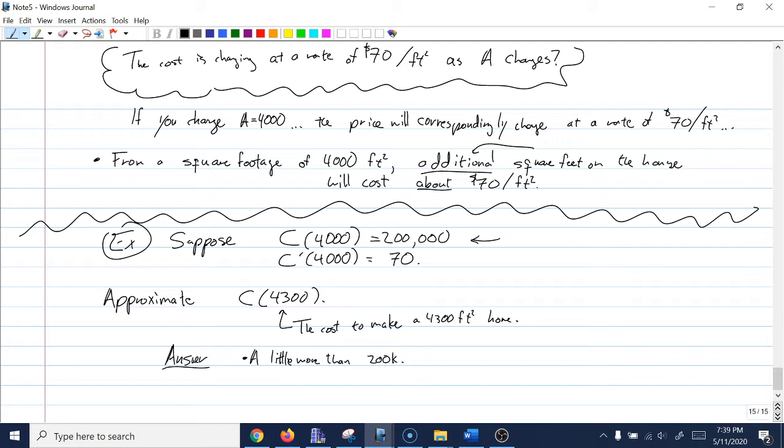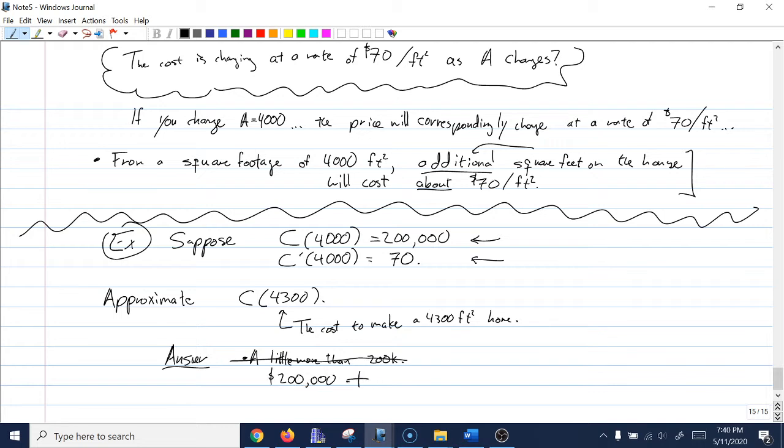My first fact tells me making a 4,000 square foot home costs $200,000. If you want to make something a little bigger, it'll probably cost a little more. That's not using calculus, though. We haven't used this second fact. The second fact gives us a way to say way more specifics about that a little bit more. It tells me how to say how much more. You want 300 extra square feet? Well, this fact about the derivative tells me those extra square feet you're asking for cost $70 a piece. How much more than 200,000 should it cost?